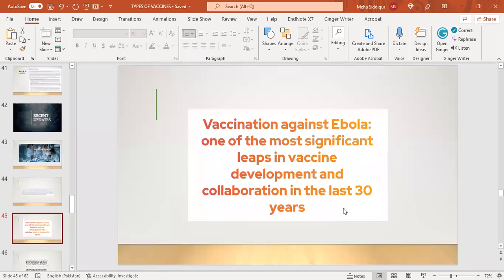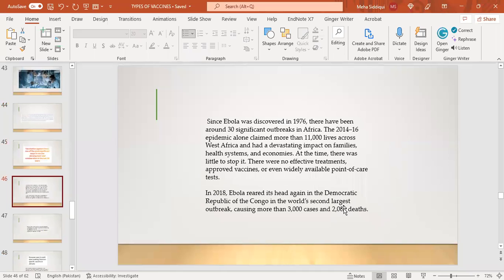This was an article titled "Vaccination Against Ebola, one of the most significant leaps in vaccine development and collaboration in the last 30 years." According to it, since Ebola was discovered in 1976, there have been around 30 significant outbreaks in Africa. The 2014 to 16 epidemic alone claimed more than 11,000 lives across West Africa and had a devastating impact on families and economies. At the time, there was little to stop it. There were no effective treatments, approved vaccines, or even widely available point of care tests. In 2018, Ebola reared its head again in the Democratic Republic of Congo, in the world's second largest outbreak, causing more than 3,000 cases and 2,000 deaths.